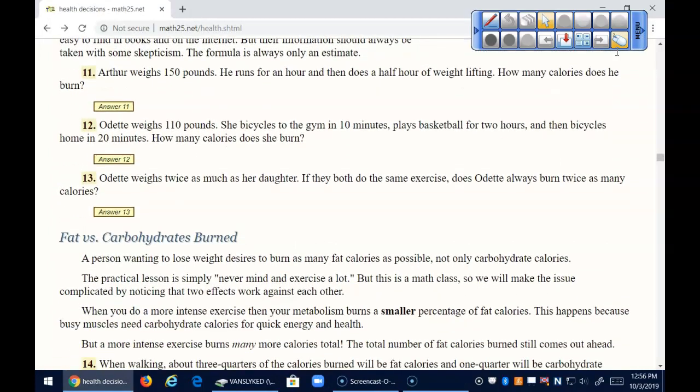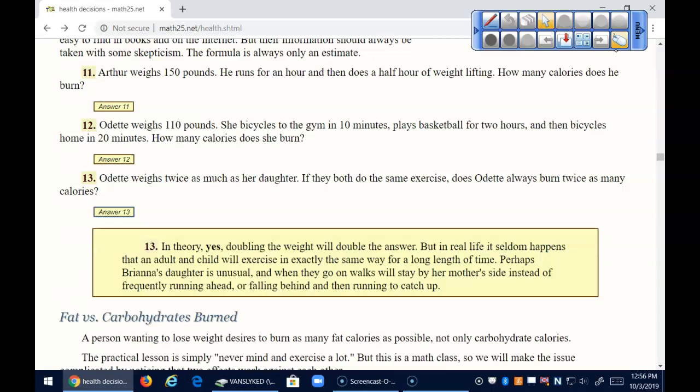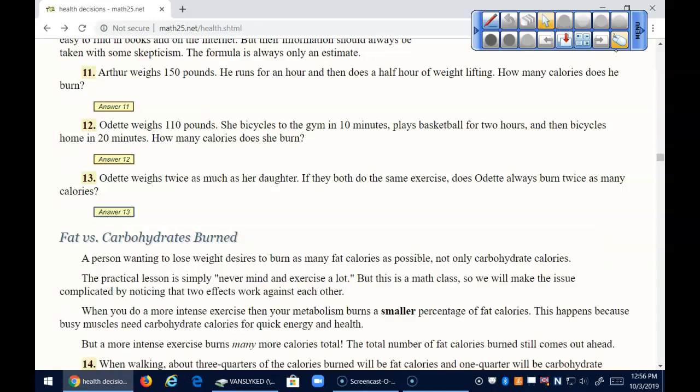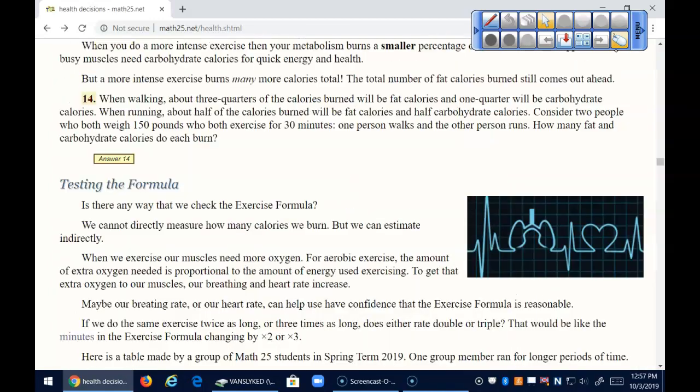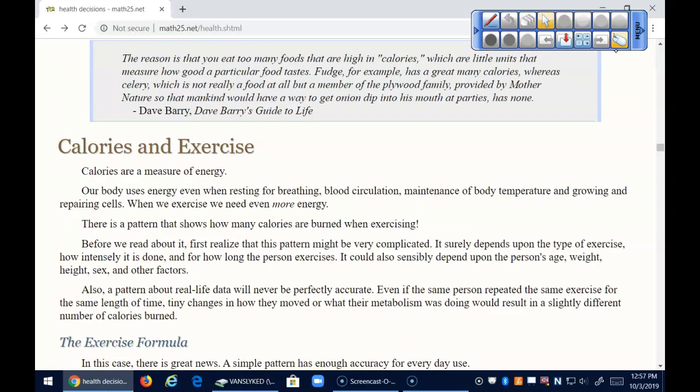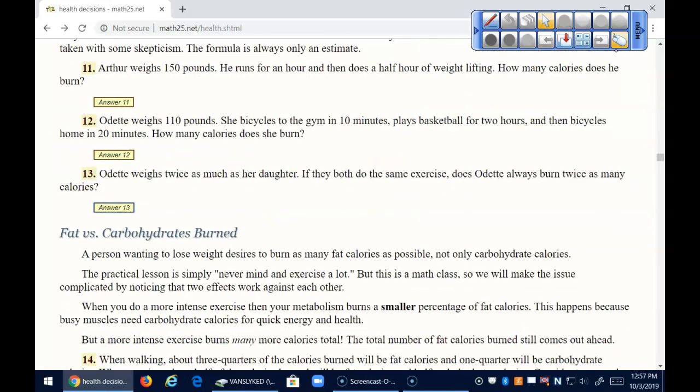So she weighs twice as much as her daughter. If they both do the same exercise, does she always burn twice as many calories? Yes. The little answer says, in theory, yes, right? Realistically, if you've ever gone for a walk with your kid, you know that they're doing who knows what. But in theory, yes. If they were doing exactly the same exercise, she would always burn twice as much. Okay.